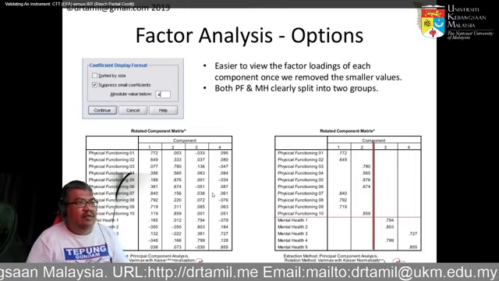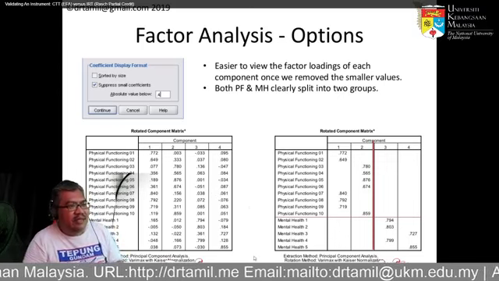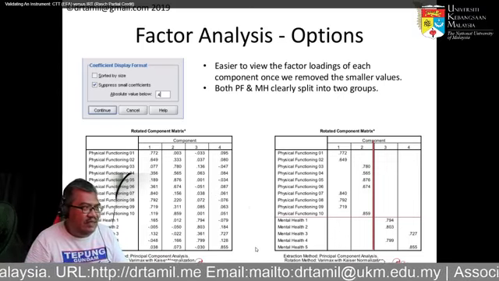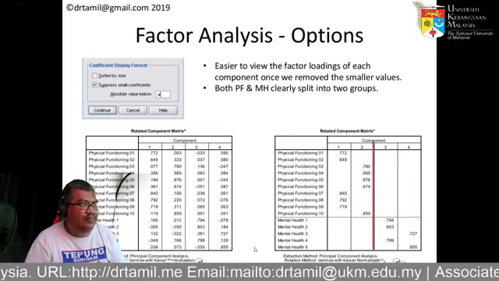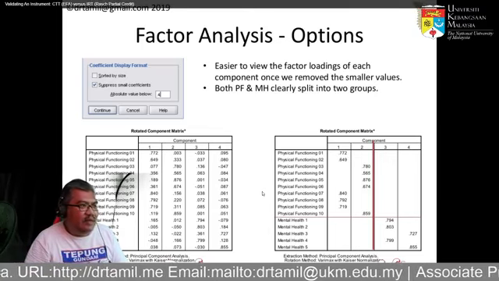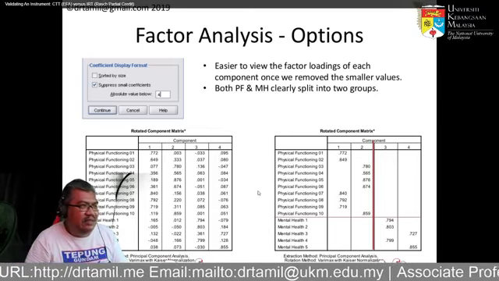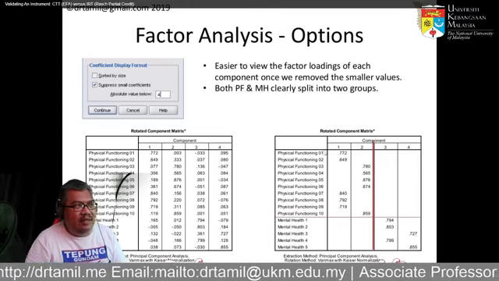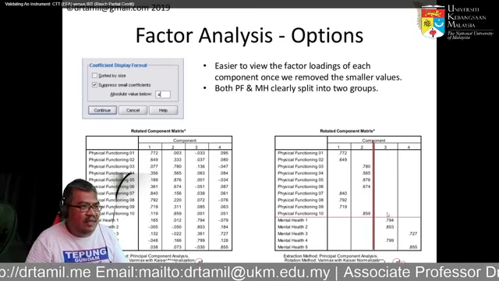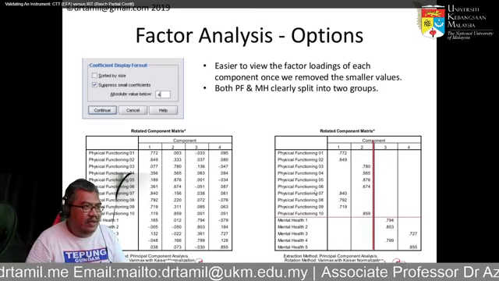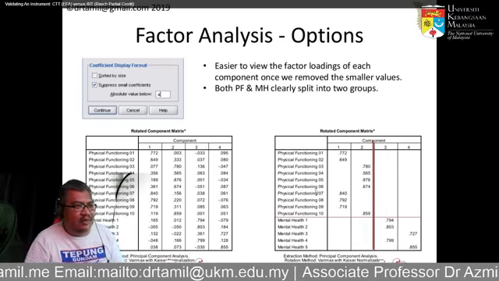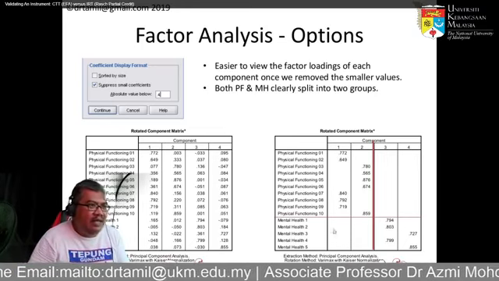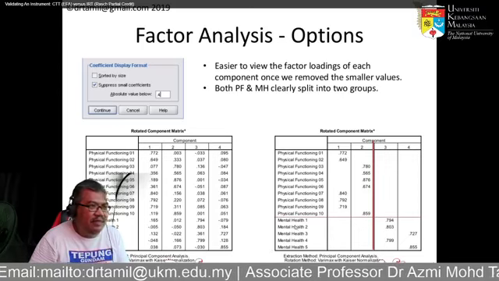Please take note, earlier for the reliability analysis, we analyzed physical function and mental health separately. For exploratory factor analysis, we do it together, and when we do it together, the EFA tells us that the questionnaire we have measures two different dimensions. One dimension is physical function, the other dimension is mental health.